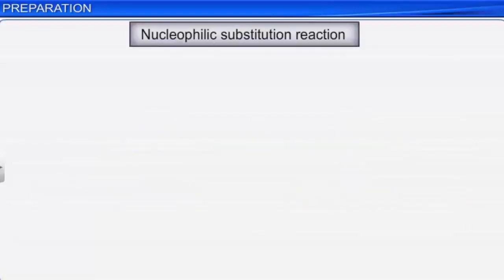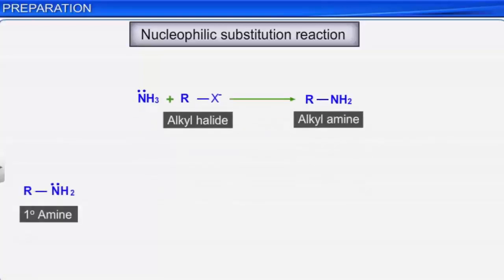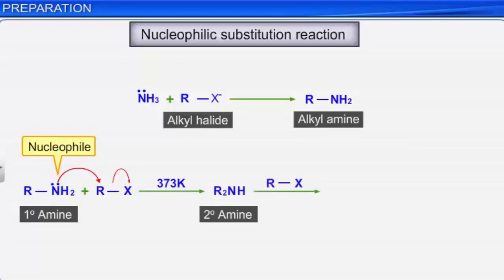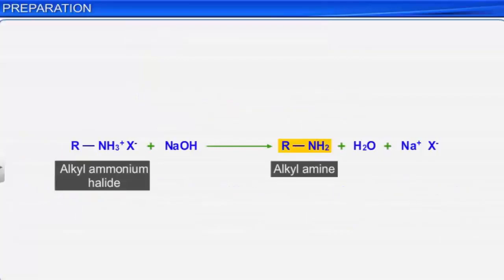This is a nucleophilic substitution reaction where the halogen atom is substituted by the amino group. The primary amine thus obtained acts as a nucleophile and reacts further with more of alkyl halide to form secondary and tertiary amines as well as quaternary ammonium salt. The free amine can be obtained from the ammonium salt on treatment with a strong base such as sodium hydroxide.